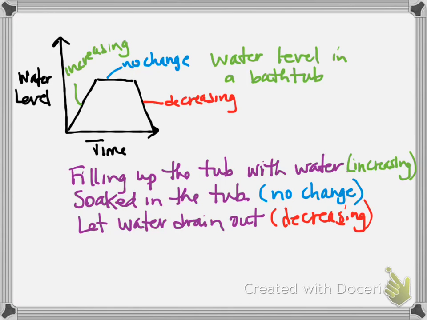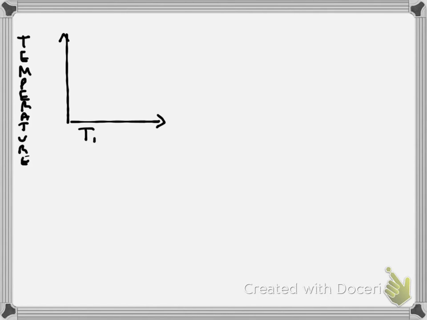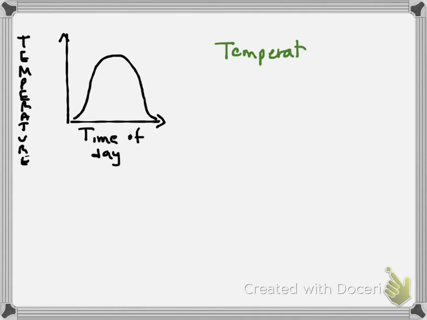All right, let's try another one. All right, let's try this one. So this one is temperature, so I'm going to write it this way. This is time of day. And our graph looks like this. So the scenario is, this is temperature throughout the day. We can kind of surmise that based on the titles of the axes.